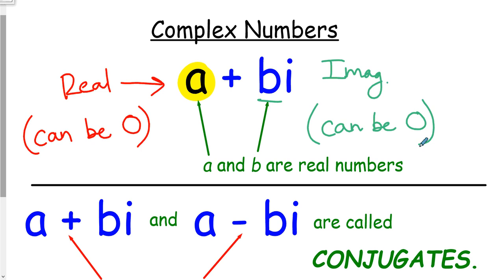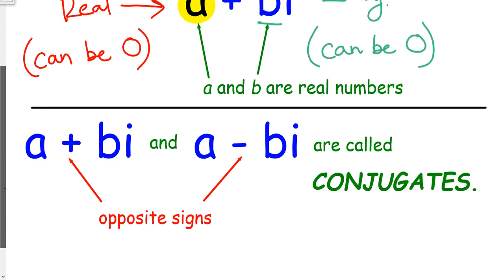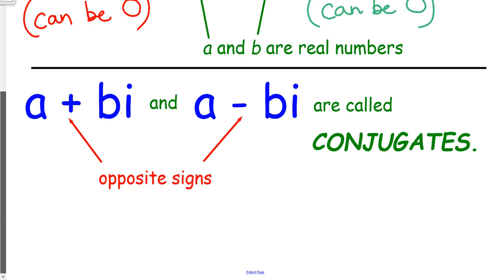So the big takeaway from this is a complex number is any number that can be written in the form a plus bi, where a and b are real numbers and i is the imaginary number. As we start to work our way through this, we're going to see another very important relationship between real and imaginary numbers, and that comes from this concept, which is the conjugate.